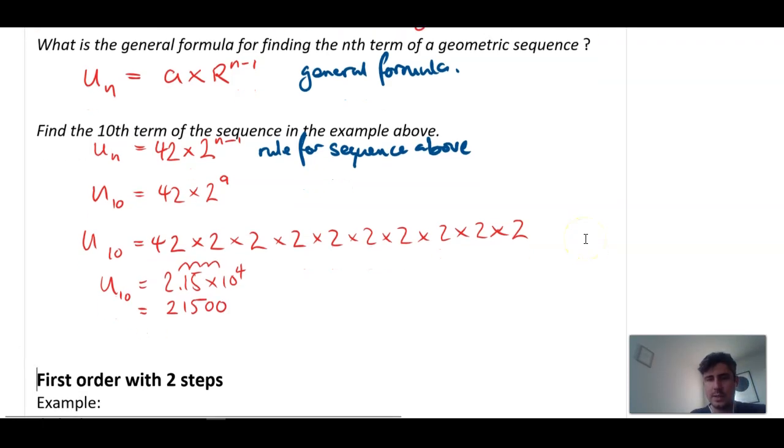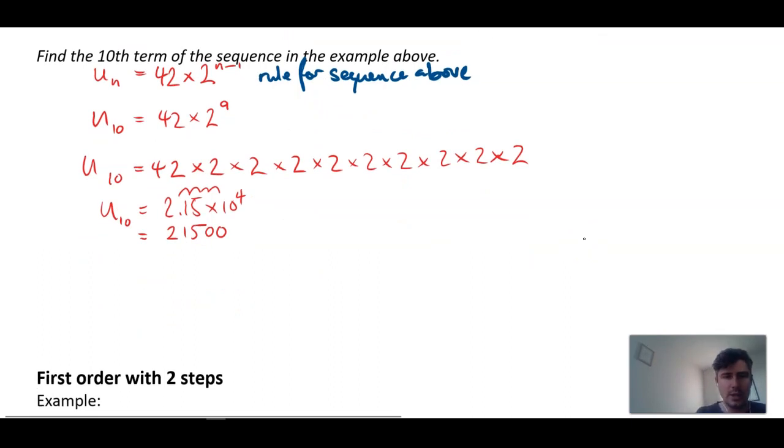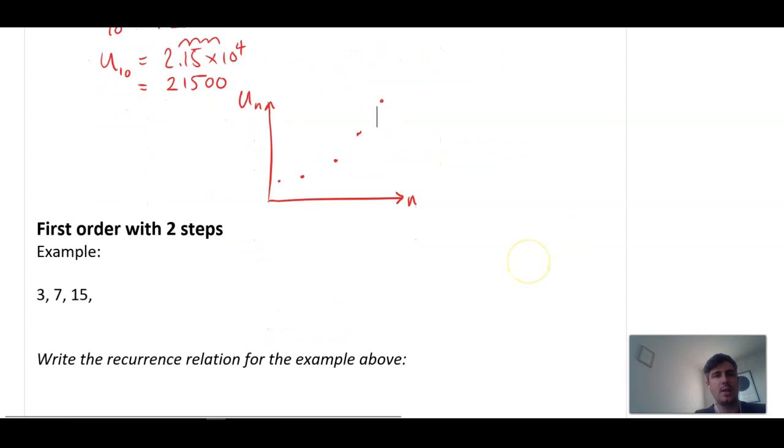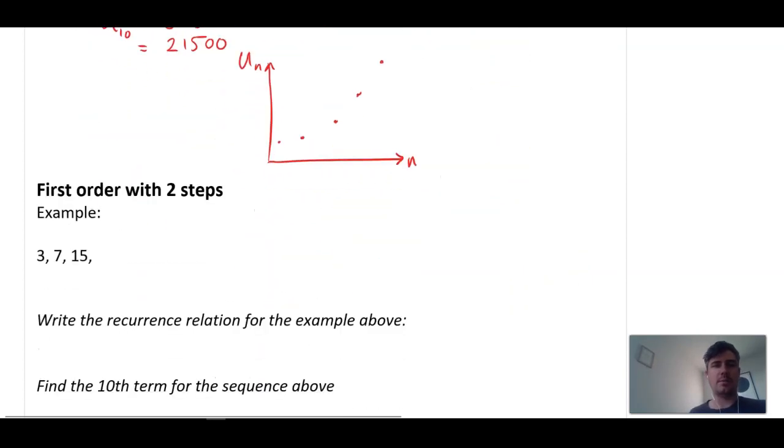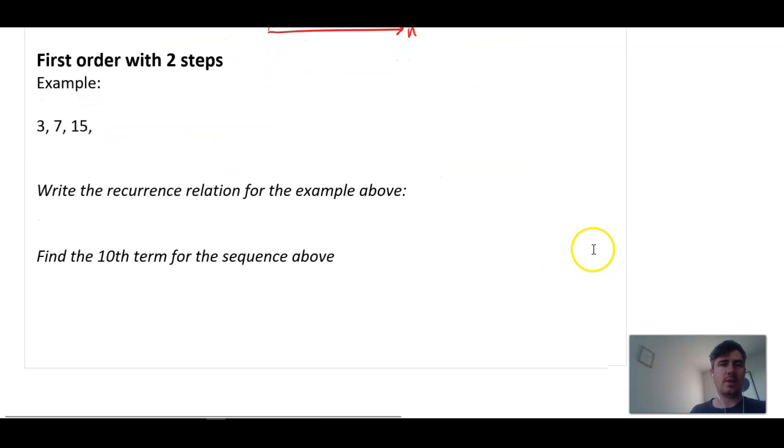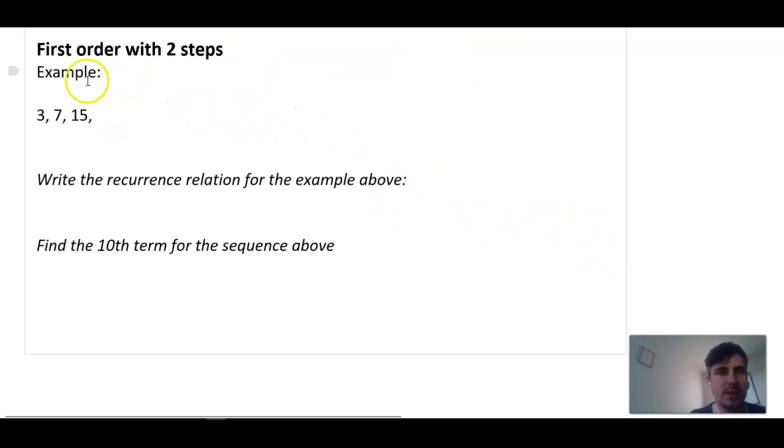Geometric sequences tend to do that. If we were to plot a geometric sequence with n along the bottom and un up the side, it tends to grow like that if the ratio is a number bigger than 1, and that's particularly the case for this one. The last one we'll do is first order sequences with 2 steps. We'll do that in the next video.